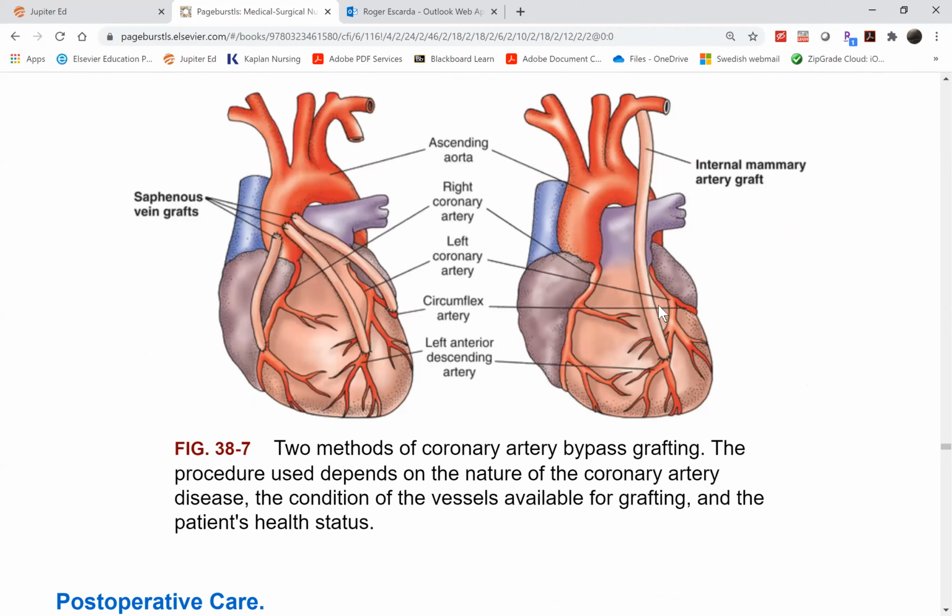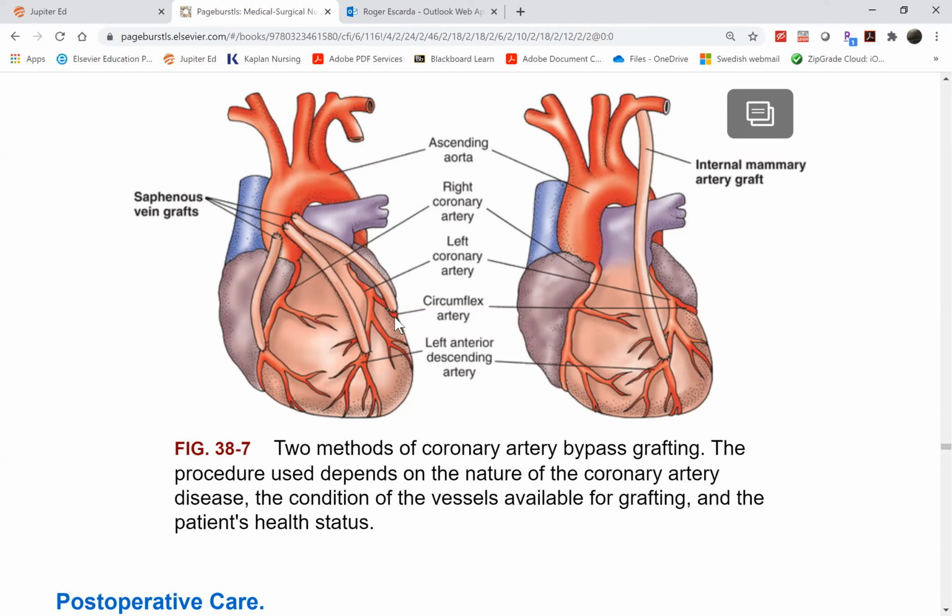Okay, here are the picture of your grafts. So you can have several grafts. So these are your vein grafts, and this is your internal mammary artery. So as you can see, it's cleaner. Okay, so this is already attached to the aorta. So all you do is just take it out from the breast supply and then put it here.